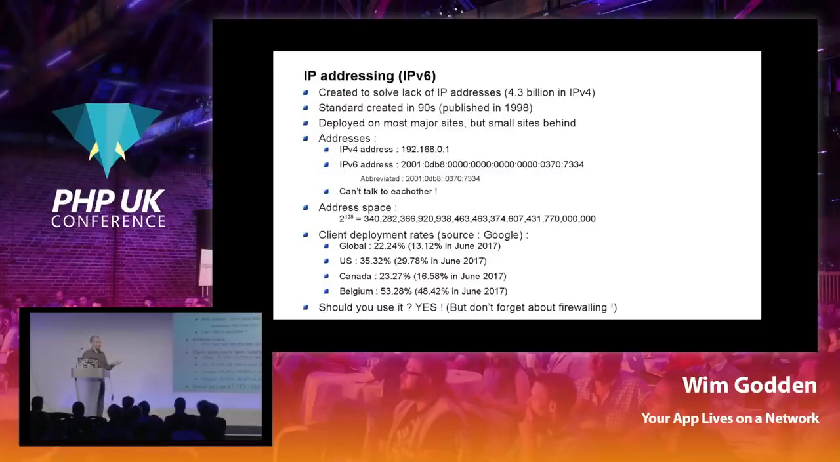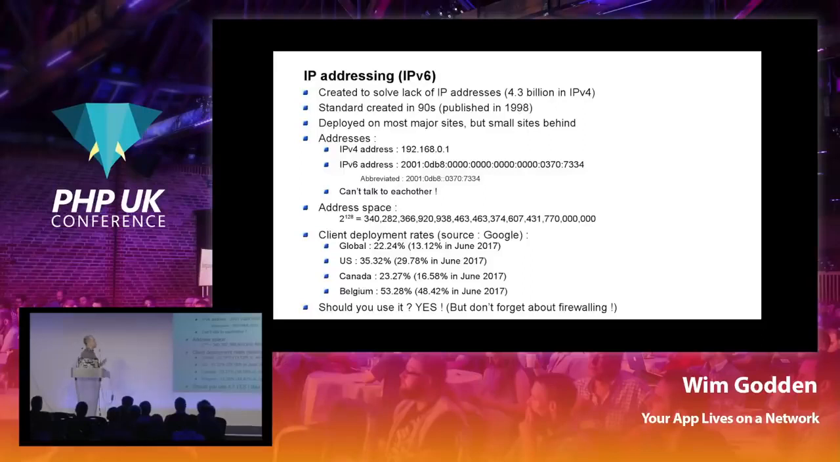Should you use it? Yes. Should you just tell your network engineer or your SysOps guy, enable IPv6? No. Be careful. On any Linux environment, and I think on Windows it's the same thing, firewall rules are set per protocol. So if you have a firewall rule set for IPv4, it's not activated for IPv6. So if you just enable IPv6, you're going to run into trouble because you basically have no firewall rules enabled at all. So yes, you should use it, but you should look at your firewalling first.